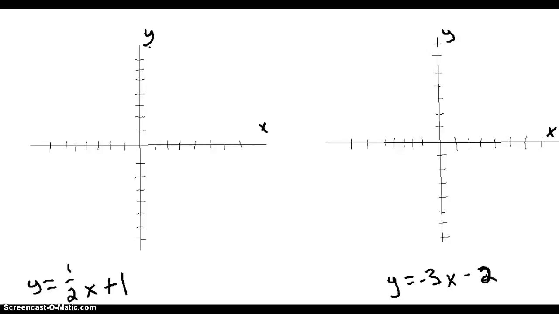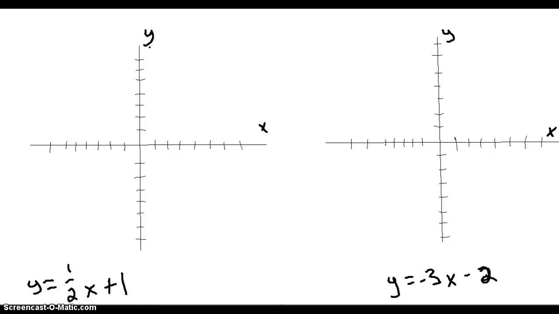Okay, so I want to show you how to graph two lines, both in slope-intercept form, and I want to do that taking advantage of the fact that it is in slope-intercept form, so we can use both the slope and the y-intercept to try to graph our line instead of just trying to plug in points. Okay, so let's start with this first one.